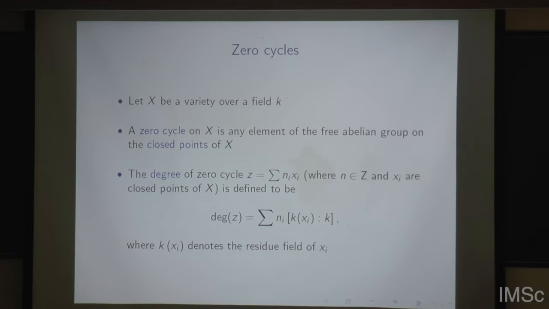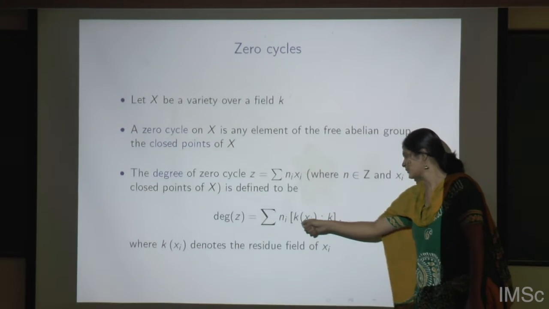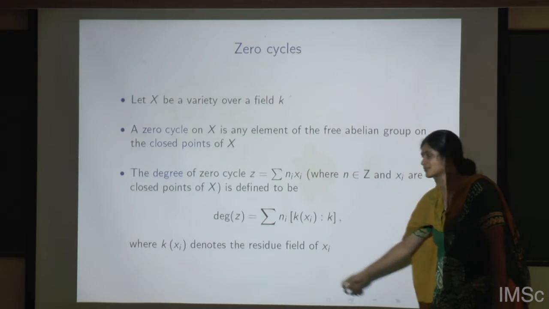You're given a variety over K. What is a zero cycle? It is just any element of the free abelian group on the closed points, so you can take any finite integral combination of closed points. What is the degree of a zero cycle? You sum the coefficients, but with weights attached: you weight each by the degree of its residue field extension.